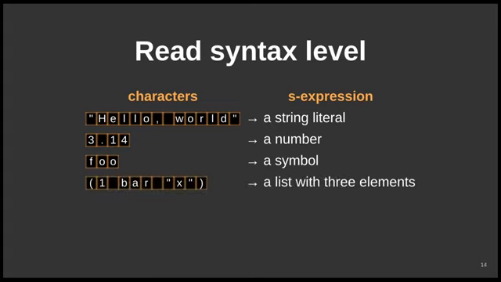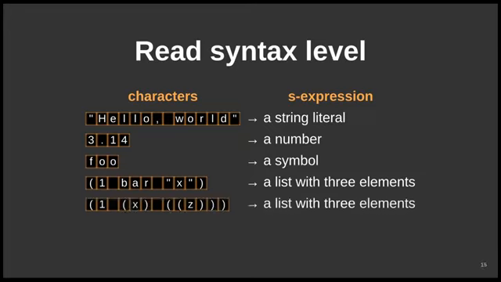An open parenthesis tells the reader to start building a list, and a closed parenthesis tells the reader when the list is complete. A list is a sequence of other values. In this example, the list contains three elements: the number 1, the symbol named bar, the string literal containing the single character X. A value inside a list can also be another list, so the reader is recursive.